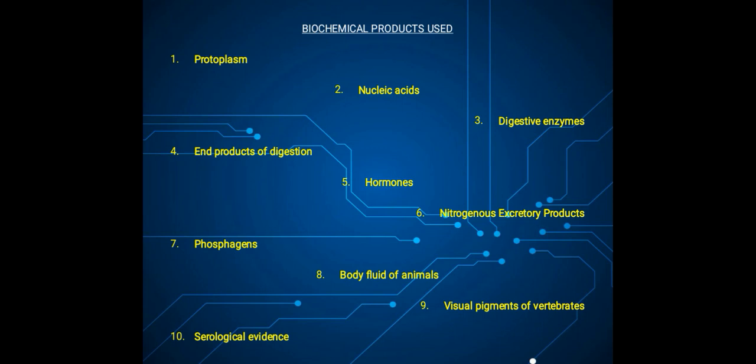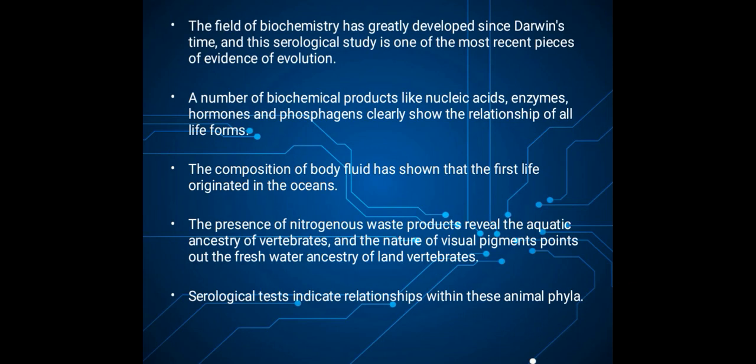Protoplasm, end products of digestion, nucleic acid, hormones, digestive enzymes, nitrogenous excretory products, phosphagens, serological evidence, visual pigments of vertebrates, etc. The field of biochemistry has already developed since Darwin's time, and this serological study is one of the most recent pieces of evidence of evolution. A number of biochemical products like nucleic acids, enzymes, hormones, and phosphagens clearly show the relationship of all life forms.